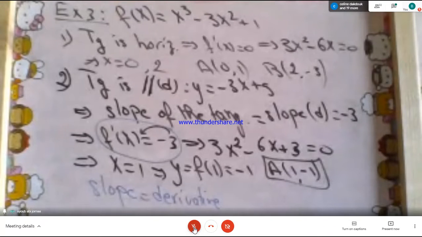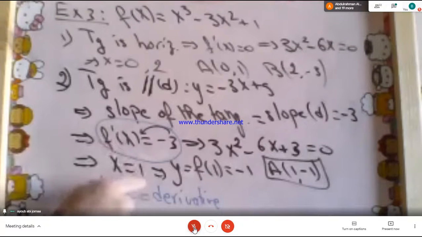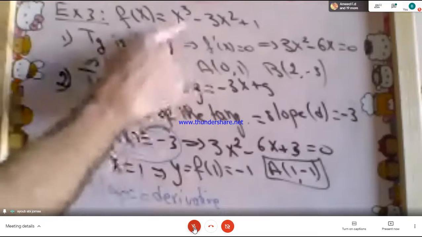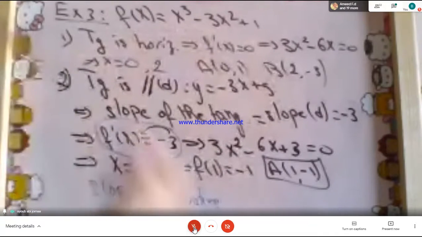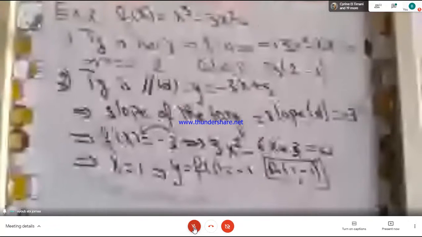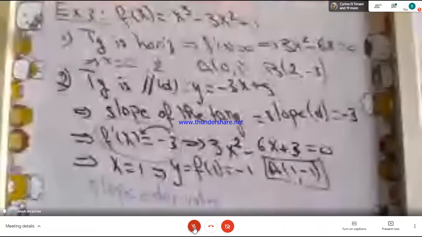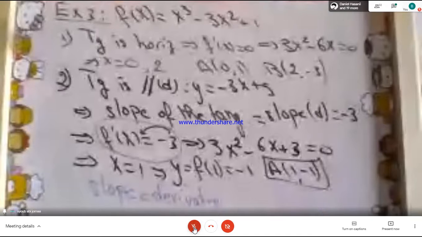Could you please repeat? How did you get y equal to negative 1? Look, when you replace x by 1 in the function, f of 1 is 1 minus 3 plus 1, you get negative 1. So the point has coordinates 1, negative 1.